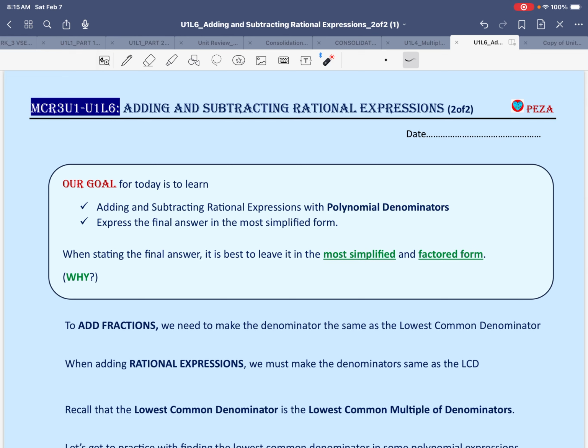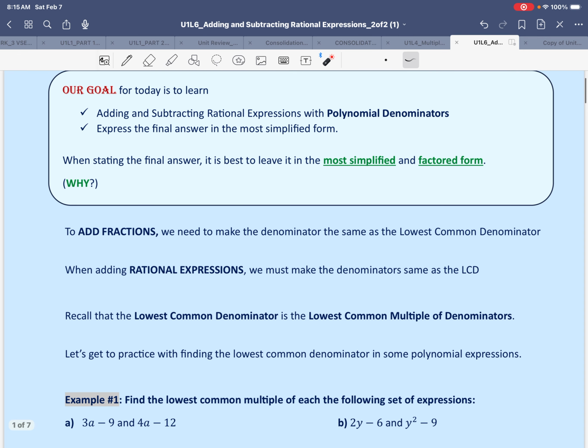In this lesson, we'll explore adding and subtracting rational expressions. Recall that to add or subtract fractions, we need to make denominators the same as the lowest common denominator. Similarly, when we add or subtract rational expressions, we need to make the denominators the same as the lowest common denominator. Recall that to find the lowest common denominator means to find the lowest common multiple of denominators, which means that it's going to be that number or that expression that is equally divisible by all the denominators.